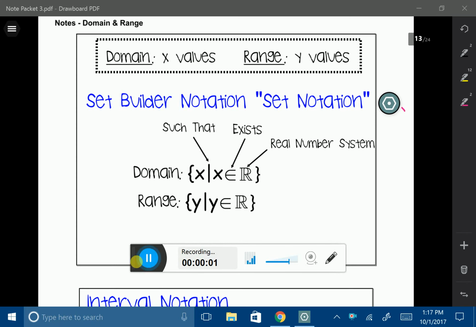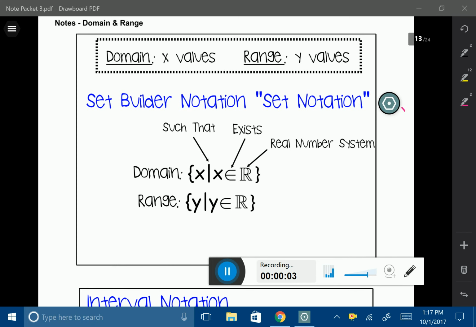In this lesson, we're going to talk about domain and range, and we've touched on it a little bit, but now we're going to go a little more in depth. But first, I want to start by talking about a couple of different types of notation. As we go along and indicate our domain and range, we are going to be using different notations.